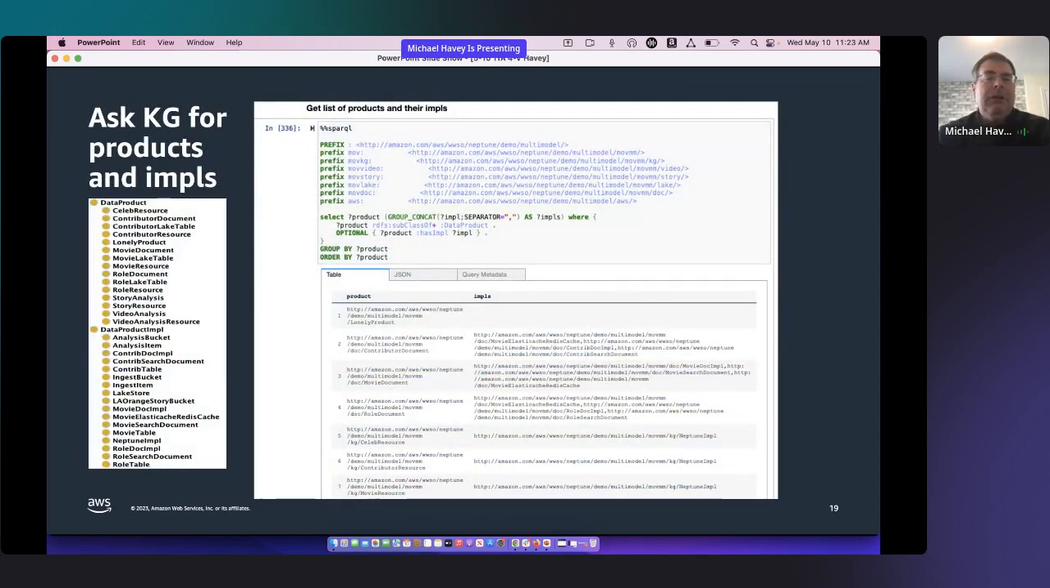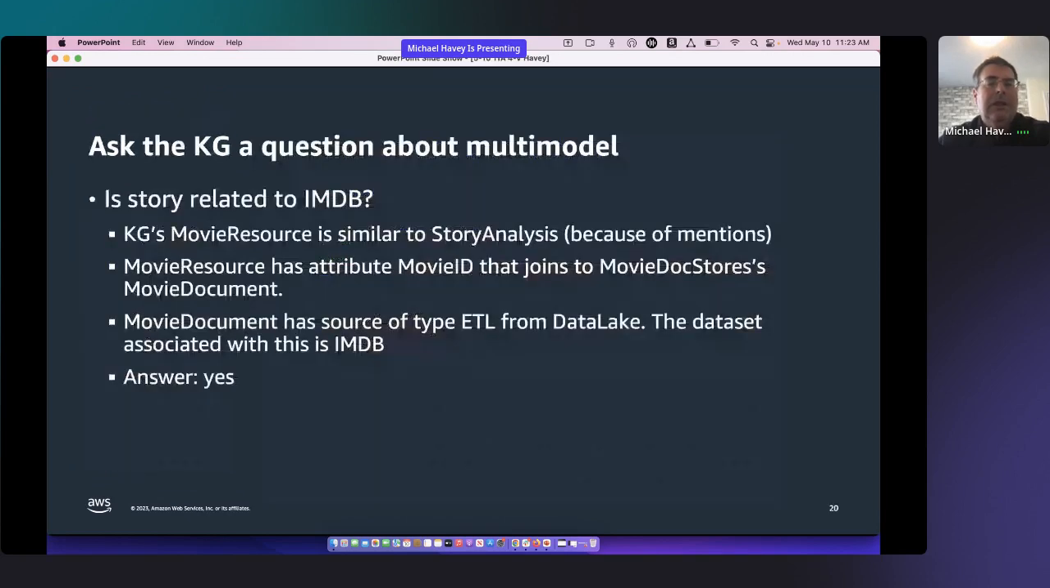And here's an example of a SPARQL query that I use in my tutorial to understand what data products I have, what the relationships are to each other, and also what their implementations are. I could also ask more advanced questions like, is a story related to the Internet Movie Database? And through a sequence of steps, it turns out that it's true. It's a less than obvious connection that a story would be related to the Internet Movie Database. But because such relationships exist in my data products, I can answer in the affirmative. They are related.